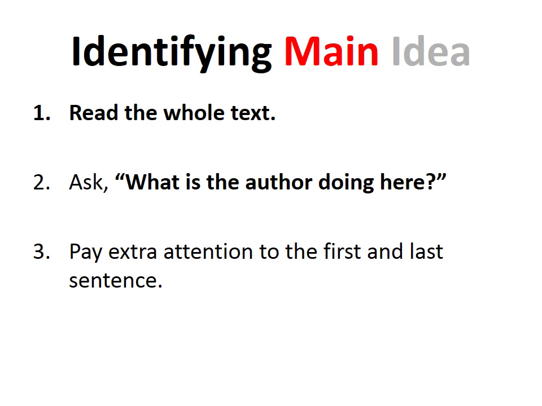Identifying main idea. 1. Read the whole text first. 2. Ask, what is the author doing here, or what is the author trying to say or get across? 3. Pay extra attention to the first and last sentence. These sentences often have key information that will help you identify what the main idea of the text is.